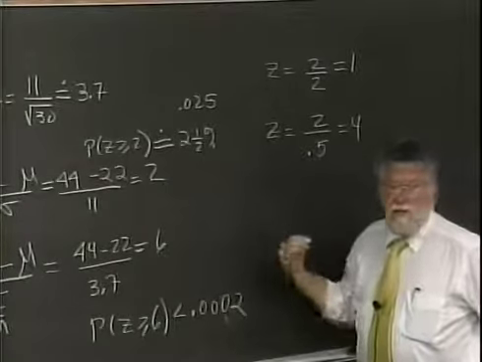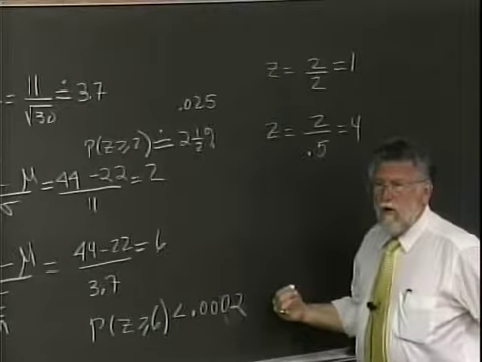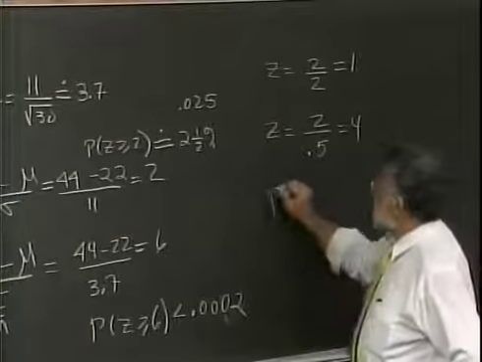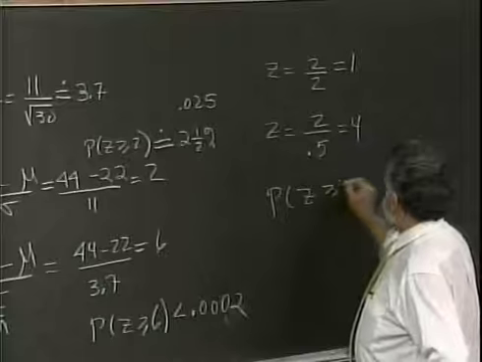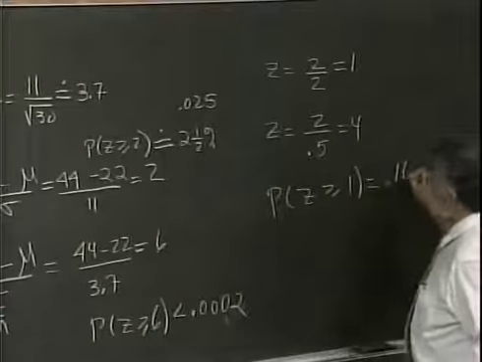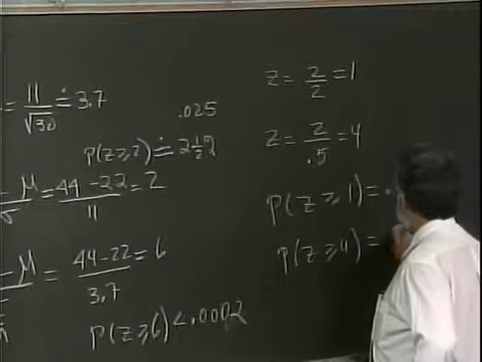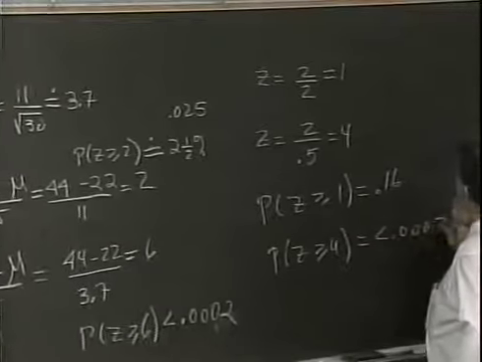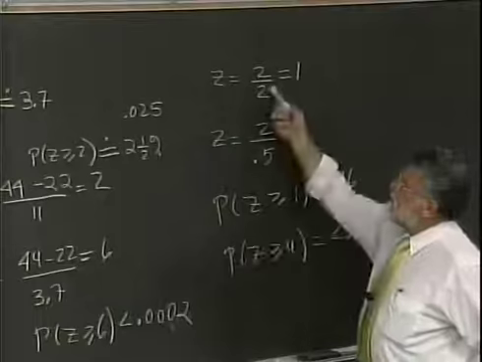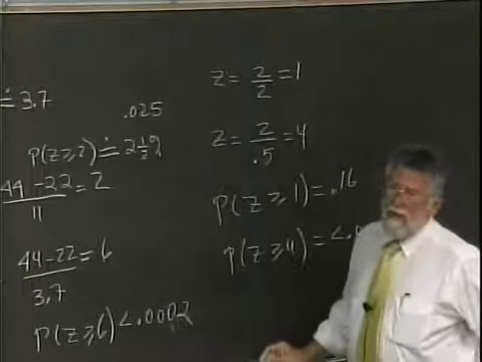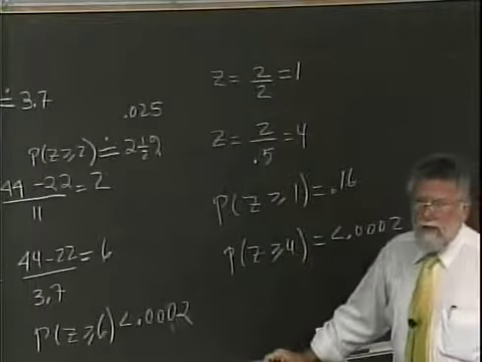The z value, and the z value gives me the area under the curve because I'm ultimately typically asking, what's the probability that z is greater than or equal to 1? Answer, 16%. What's the probability that z is greater than or equal to 4? Less than 0.0002. What was the only thing that changed? Standard deviation. That's what really is being talked about in problem 46.